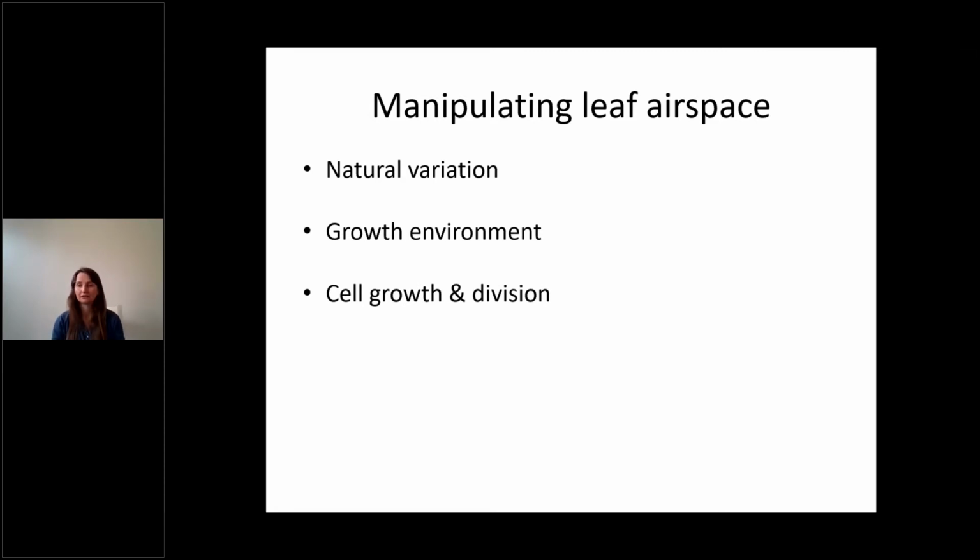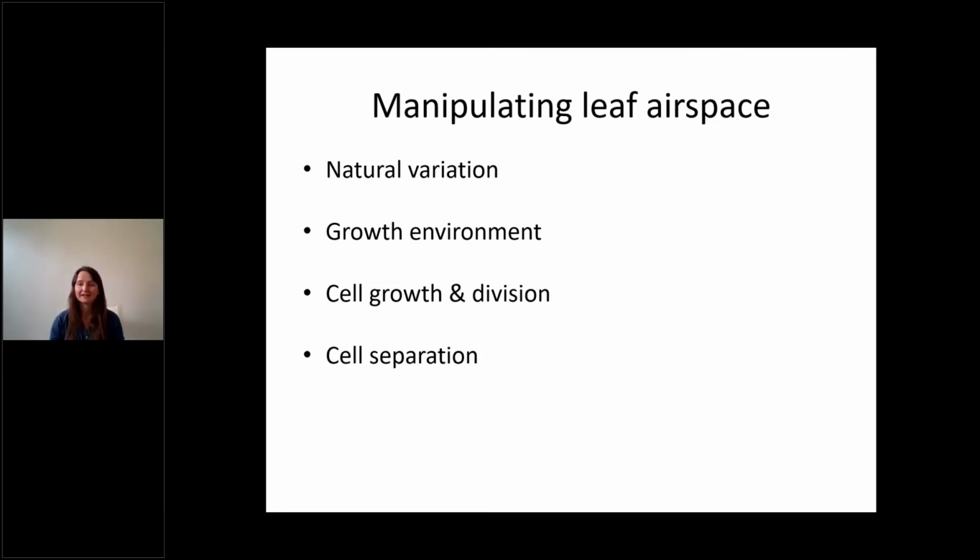Another one is cell growth and division. There was a paper from the lab, I think published in 2017, where they examined a number of mutants in cell cycle regulatory genes under promoters specific to different leaf layers, and they were able to demonstrate some variation in various aspects of the leaf structure, and to show that that influenced the photosynthetic properties of the leaf.